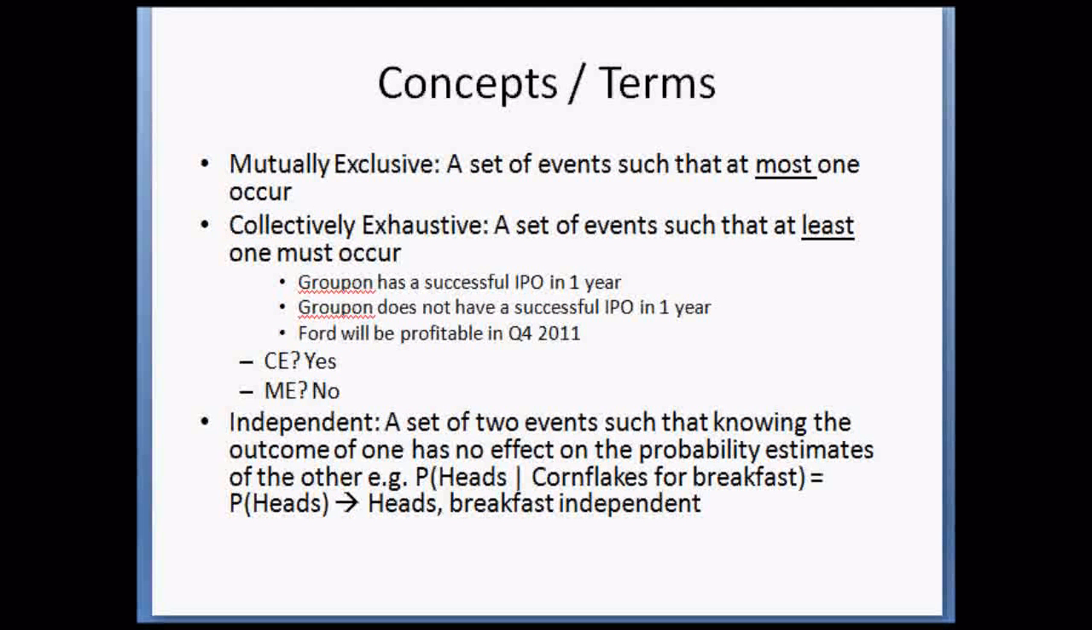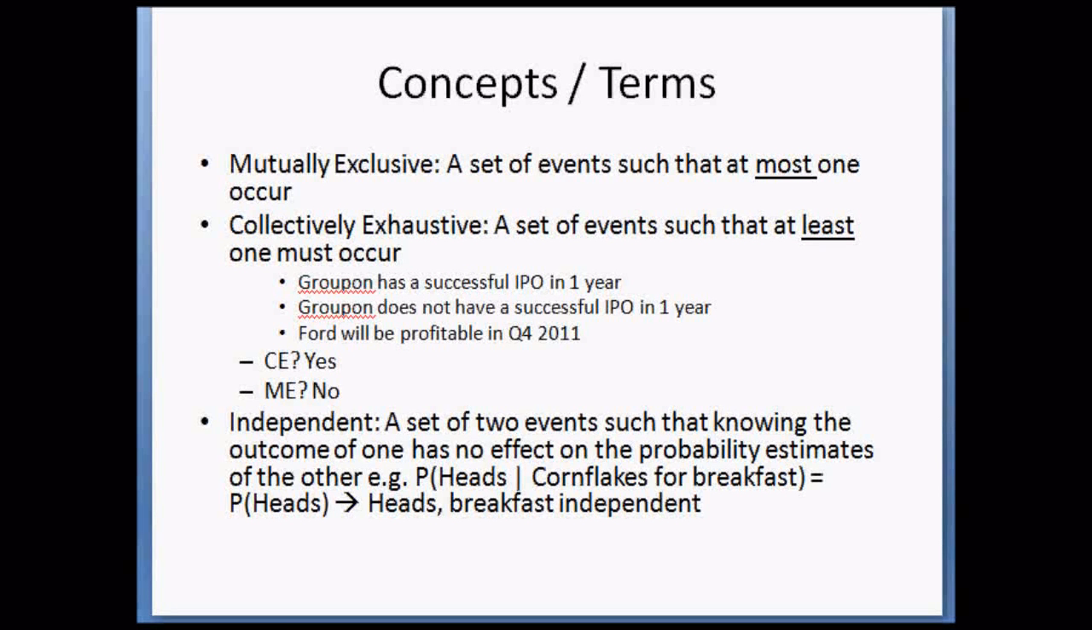Concepts and terms. There are a couple of different concepts we want to get our heads around. The first is the idea of event. An event is something that has occurred, and a set of events is then a set of things that could occur. If I've got a list of things that could happen, a mutually exclusive list is a set of events such that at most one of the set can occur.